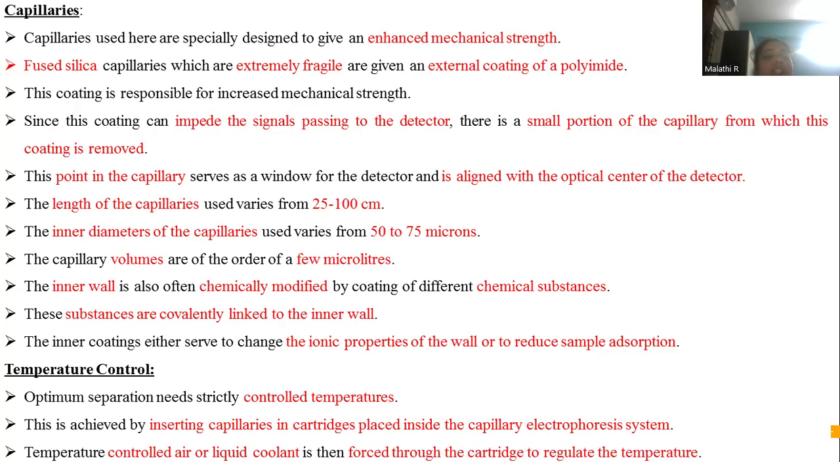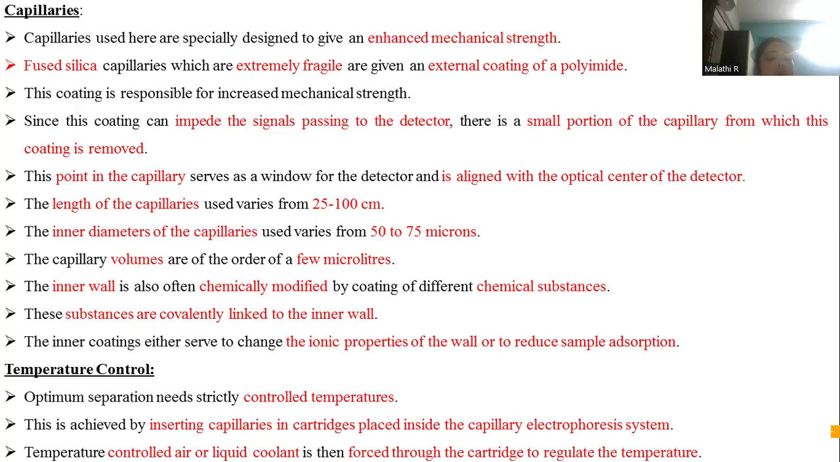the detector. The length of the capillaries used varies from 25 to 100 centimeter. The inner diameter of the capillaries used varies from 50 to 75 microns. The capillary volumes are of the order of a few microliters. The inner wall is also often chemically modified by coating of different chemical substances. These substances are covalently linked to the inner wall. The inner coating either serves to change the ionic property of the wall or to reduce the sample adsorption.